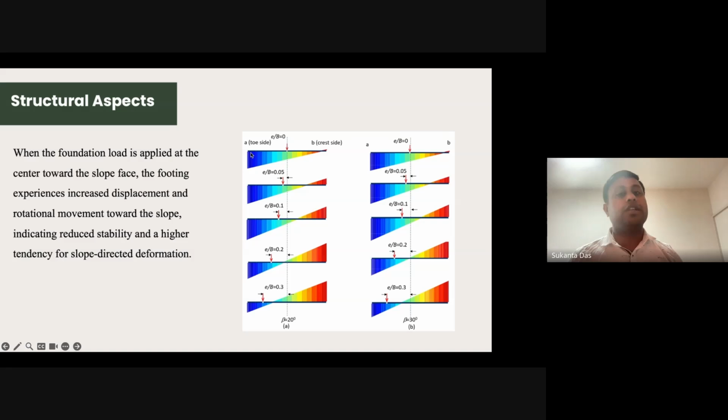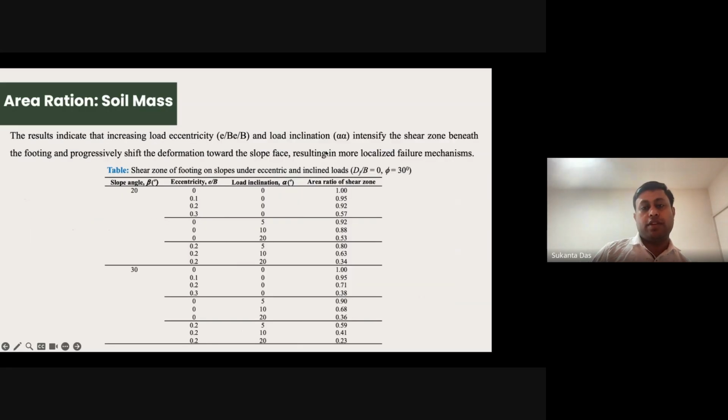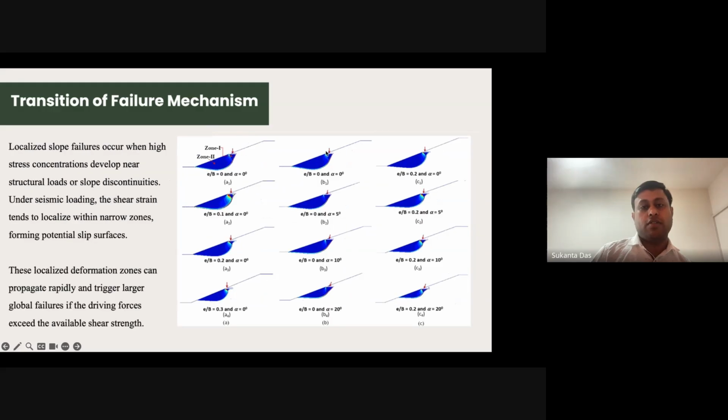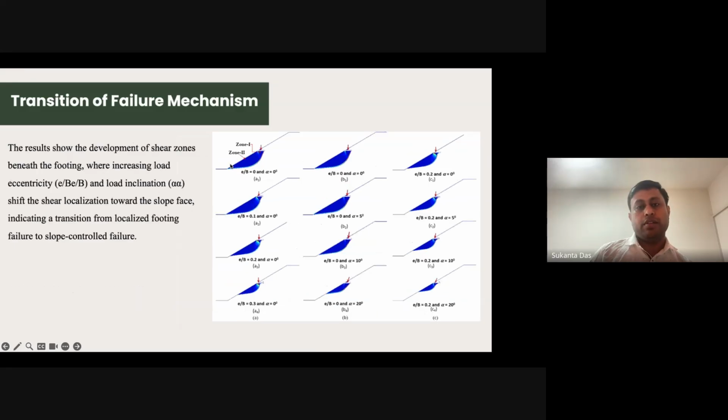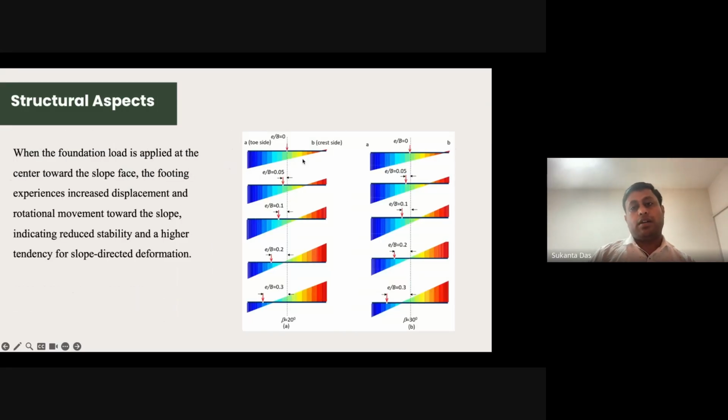So at the very near slope side, you have soil reaction. Sorry, the displacement, this is a displacement contour. Your displacement will be high because you have less soil mass participation. And on this side, you can see in this figure, the influence zones are quite higher, so displacement at this side will be quite low and toe side will be quite high.